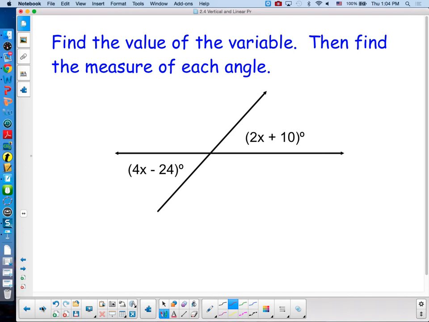Is it a linear pair or vertical angles? Or did I trick you and do something that's negative?